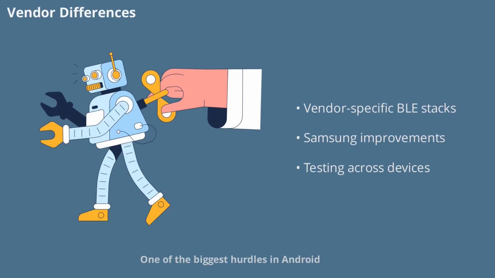One of the biggest hurdles in Android BLE development is the variation between device vendors. Some manufacturers, like Samsung, have improved upon Google's BLE implementation, while others introduce quirks that can break your app. This means you must test your BLE app across multiple devices to ensure compatibility. It's not uncommon for a feature to work flawlessly on one phone and fail on another due to these vendor-specific changes.